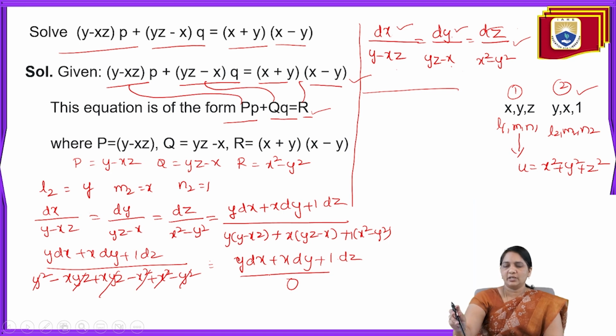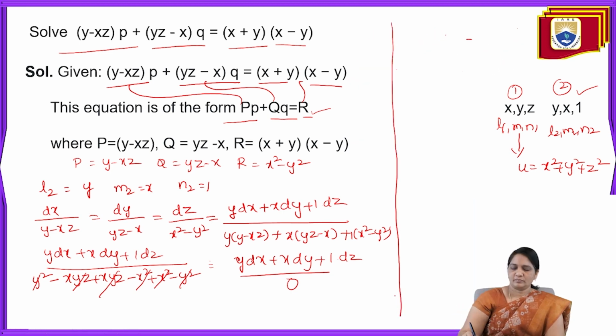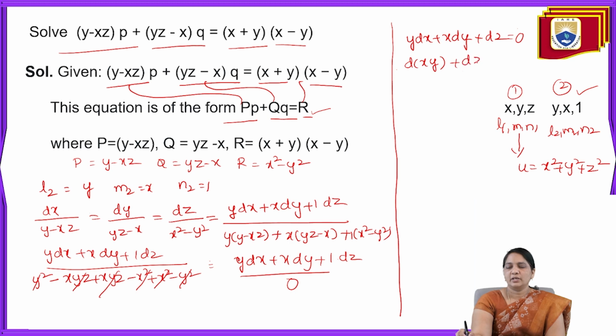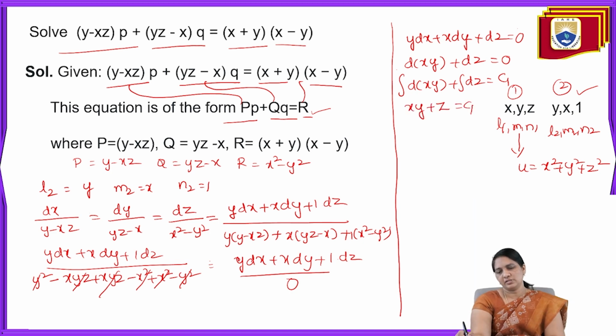So here I can integrate the function now. y dx plus x dy plus dz equal to 0. Now I can write this as the derivative of xy, so that is d(xy) plus dz equal to 0. Now I am integrating: integral of d(xy) plus integral dz equal to some constant. So integral of d(xy) is xy, integral dz is z, that is equal to C1. This is the first solution.